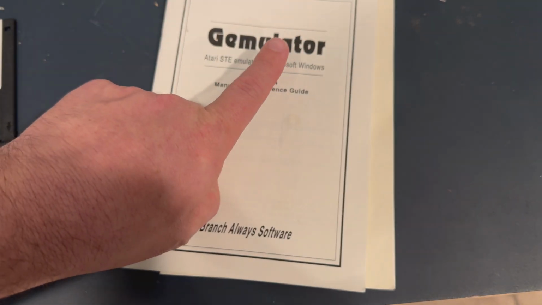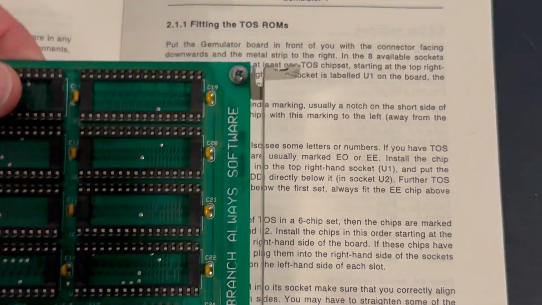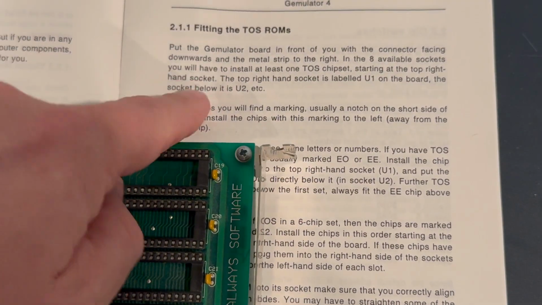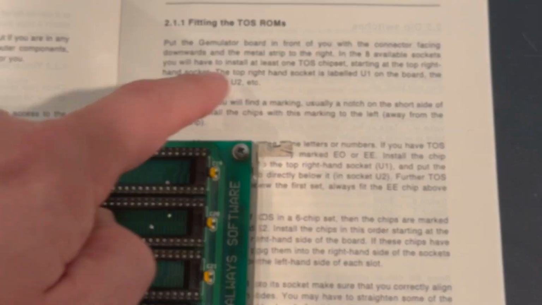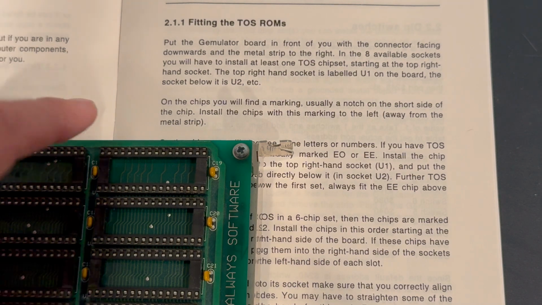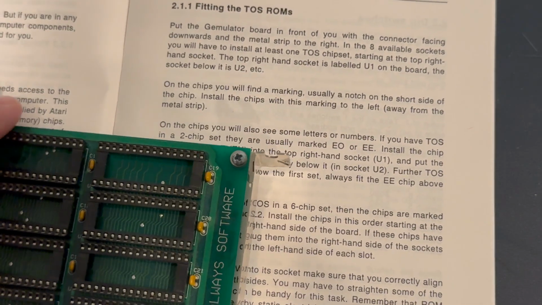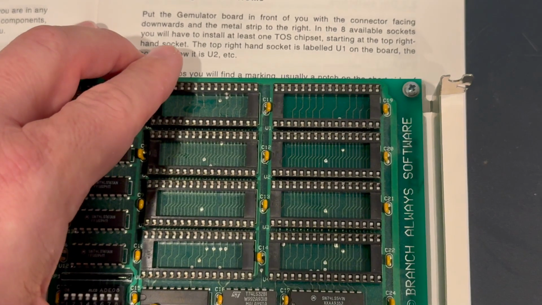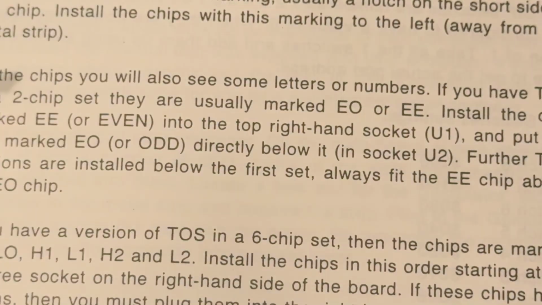Time to get started. Okay, put the Gemulator board in front of you, like so, with the connector facing downwards, and the metal strip to the right. We got that, all right? In the 8 available sockets, you have to install these TOS chipset ROMs. The top right-hand socket is U1, and we can zoom in and see the U1 and U2.